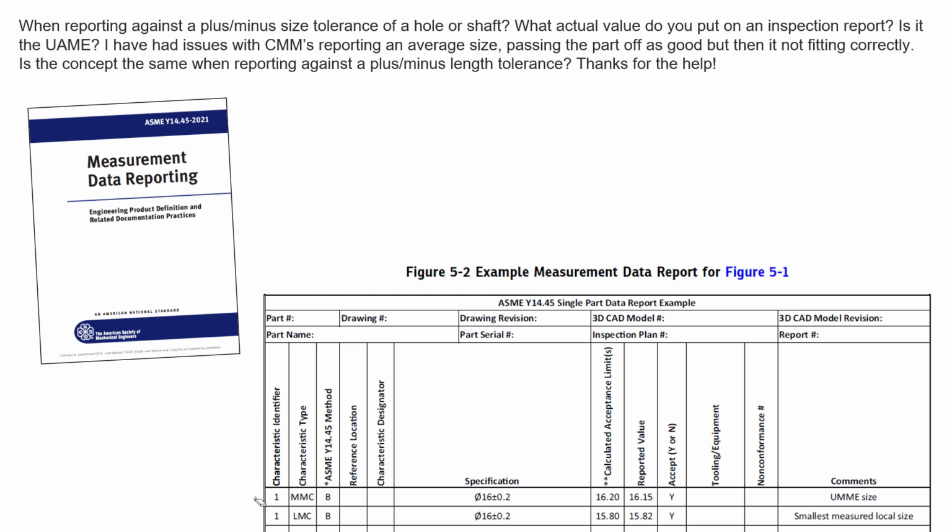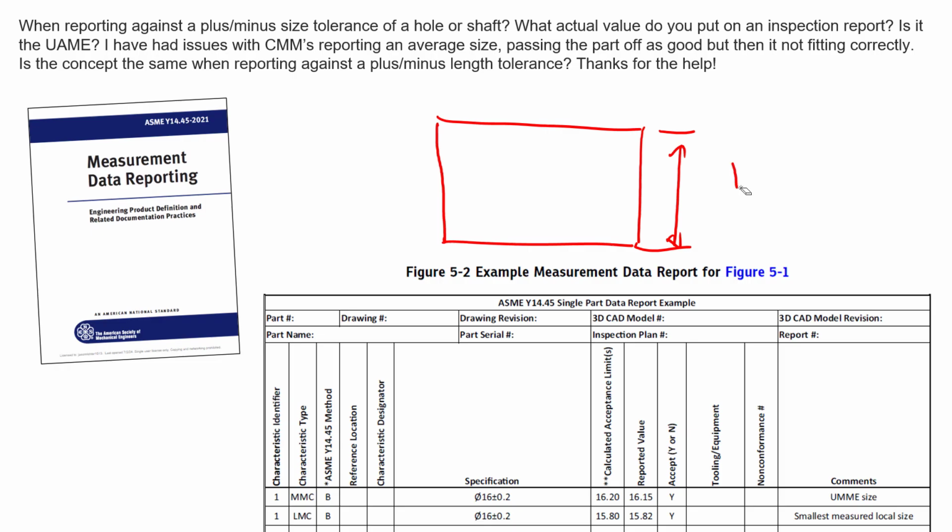The second part of the question is a rather deep one, but I'll touch on it very briefly. But the reporting against a plus minus length tolerance. So let's say we had a box here, and we have a size dimension on that box. Let's say it's 1 inch. We wouldn't actually put that on there. 1 inch plus or minus 5 thousandths on the drawing.